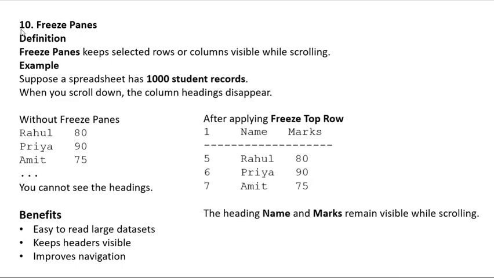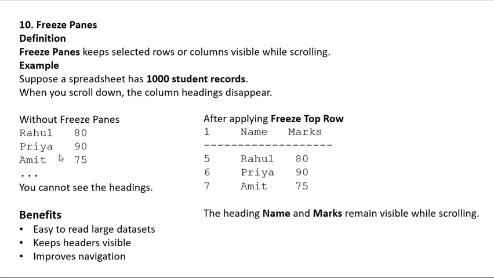saving time, and analyzing the selected records. And 10th is freeze panes. Freeze panes keeps the selected rows and columns visible while scrolling. For example, suppose the spreadsheet has a thousand student records, and when you scroll down, the column headings disappear. So without freeze panes, the column names are not shown as you scroll through more records.